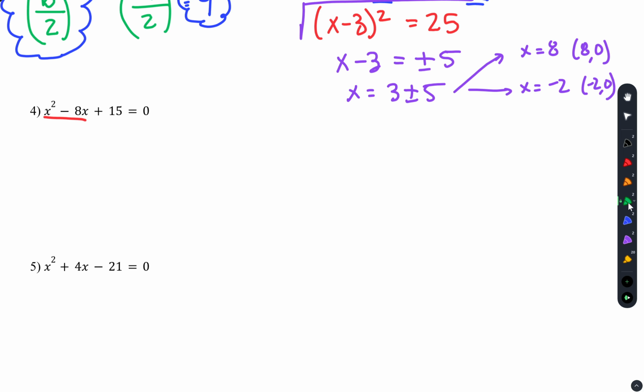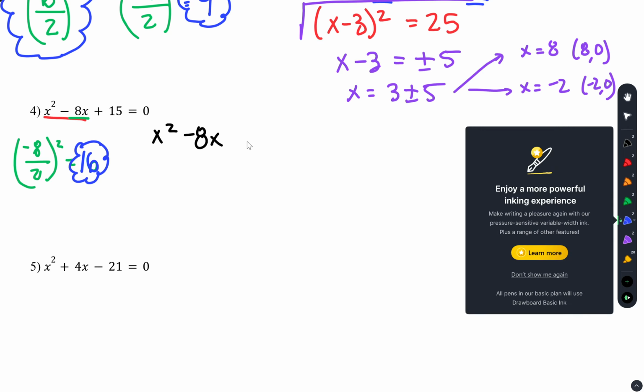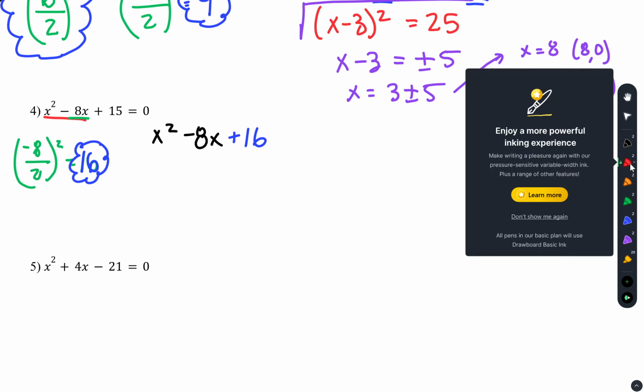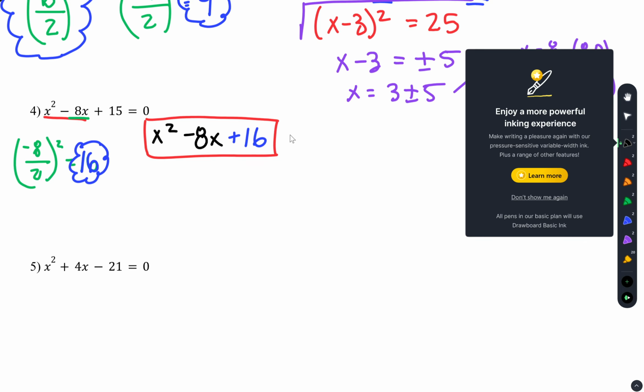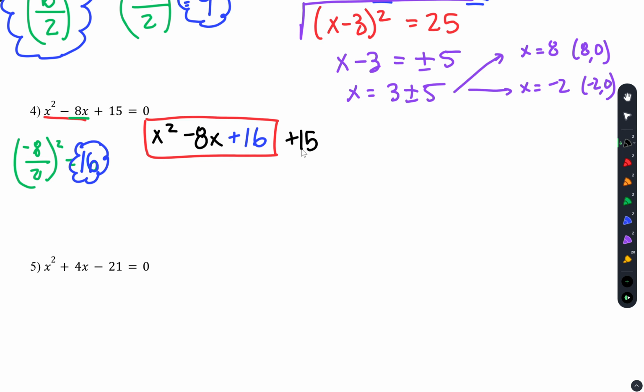The same thing applies. We're going to take our formula here with our b value. Negative 8 over 2 squared is 16. 16 is my magic number here. I'm going to add it to my x squared minus 8x to complete that square. But that 15 is hanging out on the same side. And I want it in vertex form, so I don't want to move it. I don't want to make more work for myself.